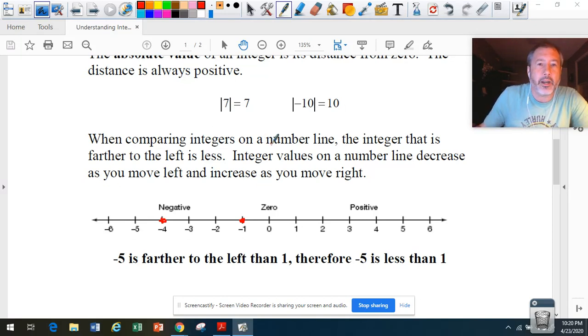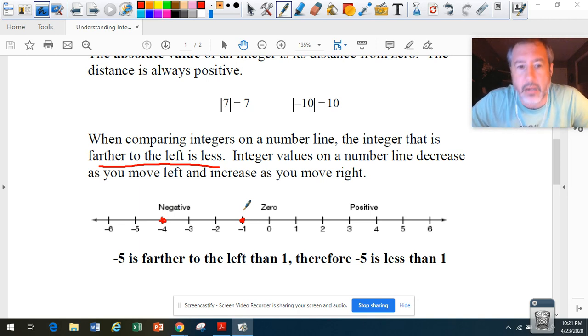It says, when comparing integers on a number line, the integer that is further to the left is less. So if you look here, which is further to the left? Well, the negative 4 is. That means the negative 4 is smaller than negative 1. So we know that negative 1 is larger, and negative 4 is smaller.